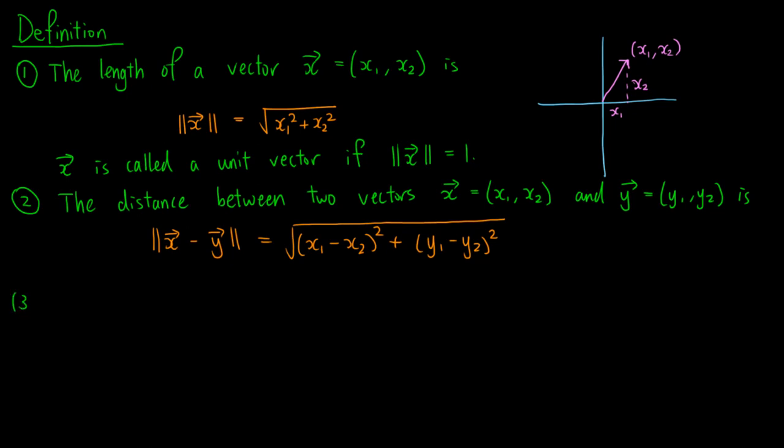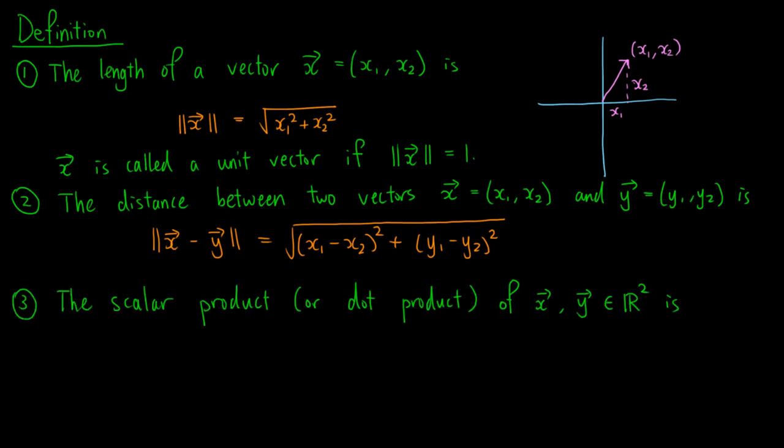The third notion that we want to define is the scalar product, which is also called the dot product, of two vectors, say x and y. It is denoted by x dot y, and it is equal to x1 times y1 plus x2 times y2. In other words, we multiply the corresponding components of the two vectors and add up the results.